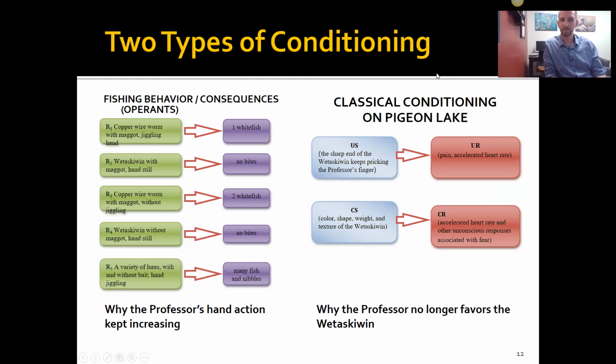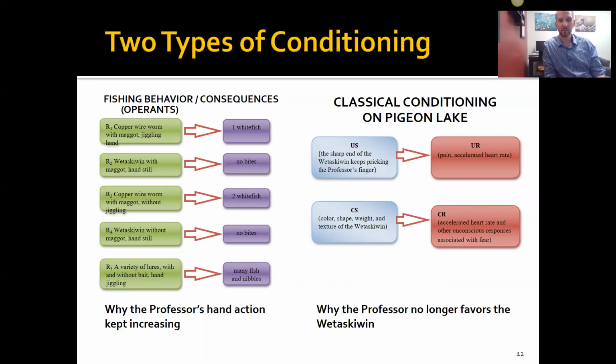So there's two types of conditioning, right? There's classical and then there's operant. So let me start off with what's on the right, the classical conditioning on pigeon length. So this is a review, of course. You have an unconditioned stimulus.